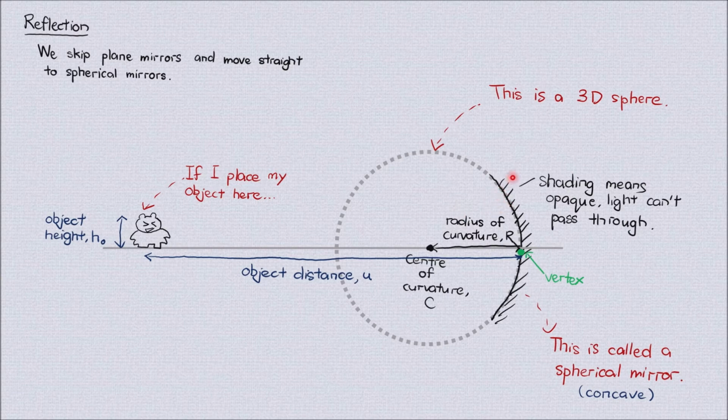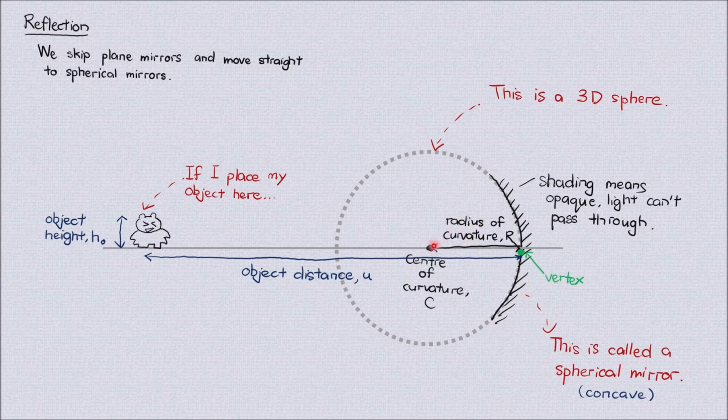A few things that we usually label when you have a mirror: we first have to draw an optic axis. This is called an optic axis, which is the axis that splits the mirror into two. On that optic axis, we will label a few things. The first thing is called the center of curvature. The center of curvature is basically just the center of the 3D sphere that constructs this mirror.